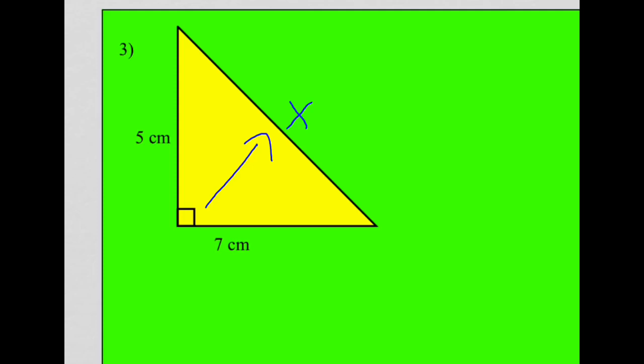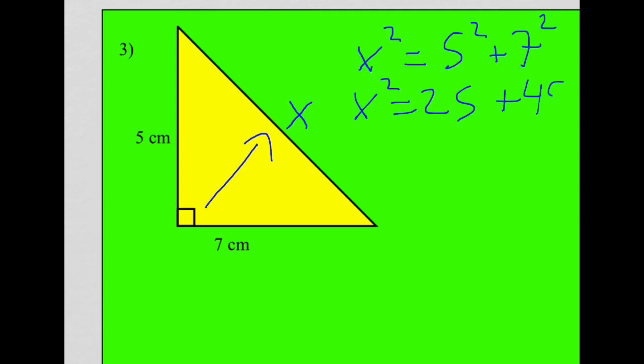And the Pythagorean theorem says you take the square of the hypotenuse. Now the hypotenuse is x. You take the square of it, and that equals the sum of the squares of the legs. So we'll do 5 squared plus 7 squared. Or I could write it as 7 squared plus 5 squared. It doesn't matter. X squared equals 25 plus 49.